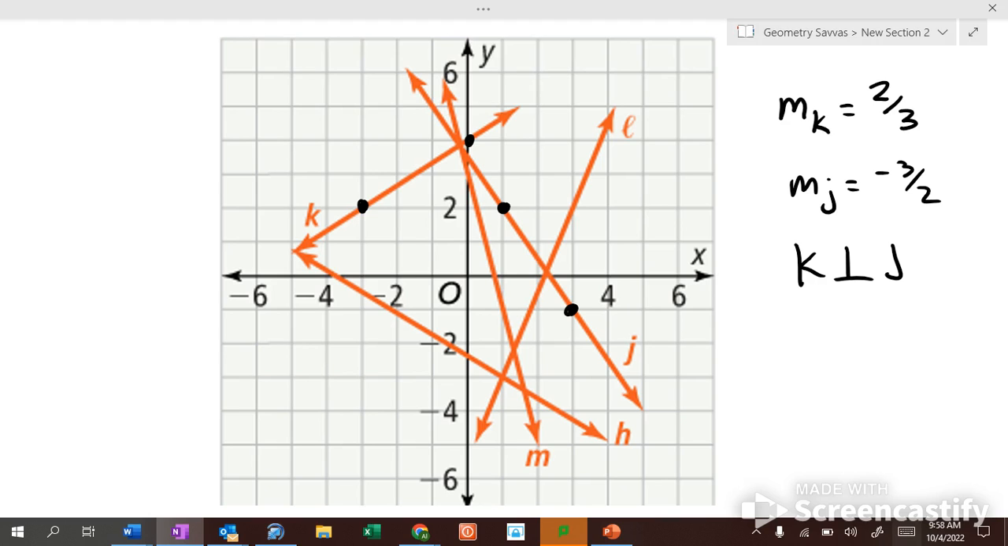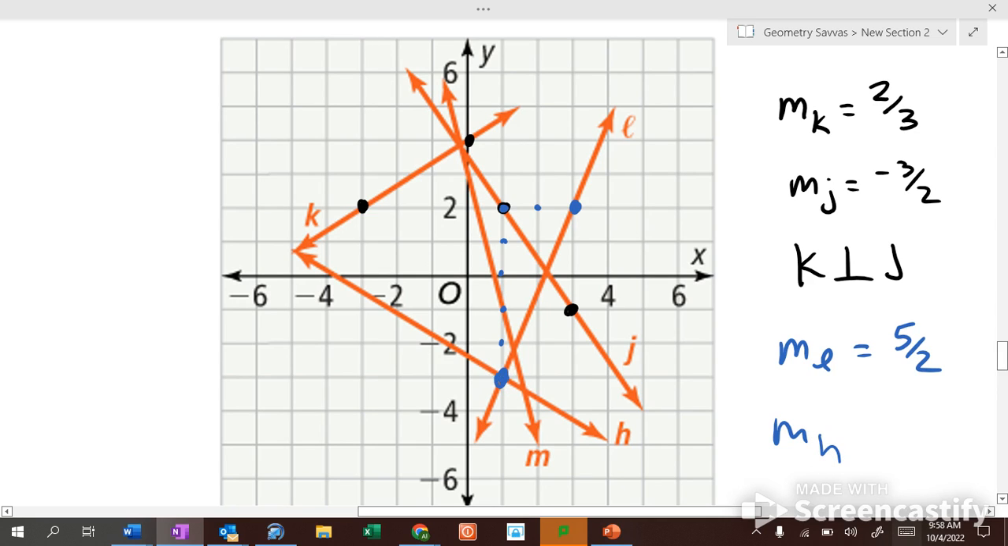And let's look at L and H. L goes through here and here. What's the slope of L? Well, we go up 1, 2, 3, 4, 5 to the right, 2. So the slope is 5/2.